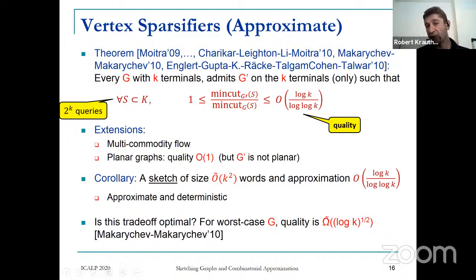Okay, and we don't know if this trade-off is optimal, but there is a lower bound for these graphs. It's not information theoretic, it's about this choice of a cut sparsifier. There's a lower bound of square root log k. So there's a quadratic gap between the lower bound and the upper bound.